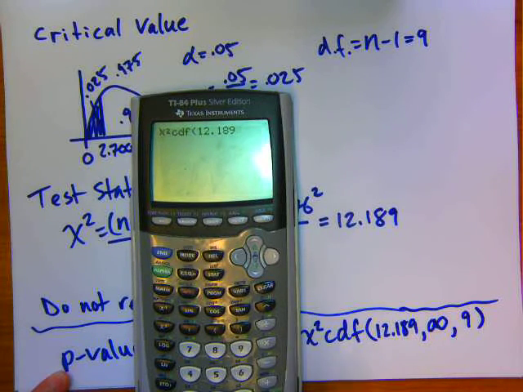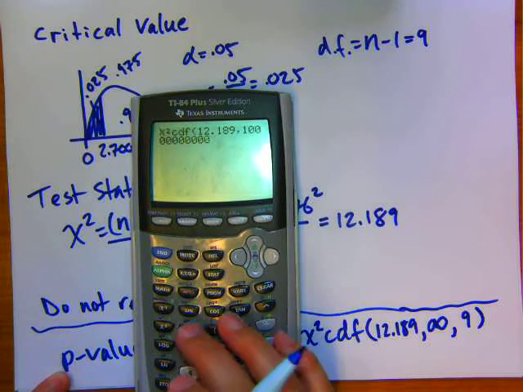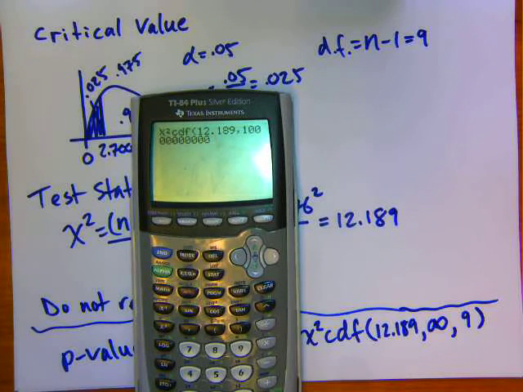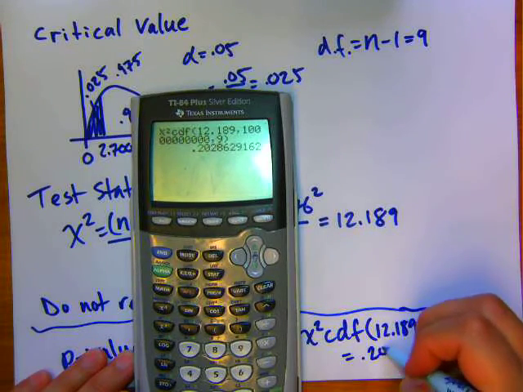So 12.189, comma, infinity. They have the infinity button on the 89, but not on the 83 and 84. So you can just put in a really big number for your infinity. You can also do the 1E99. That also works well. Comma, and then your degrees of freedom, and we get 0.20219 approximately.